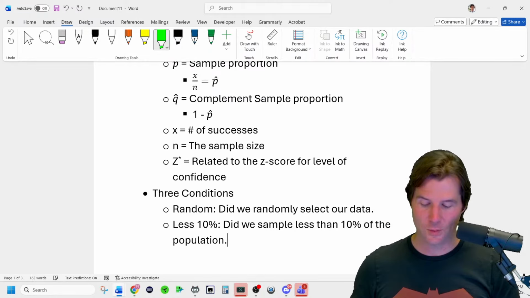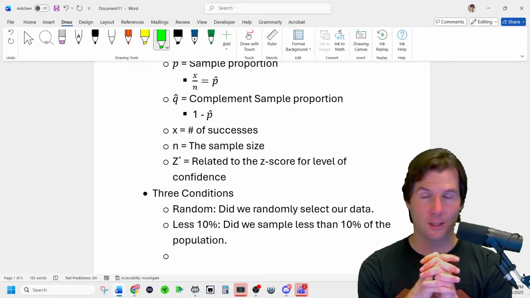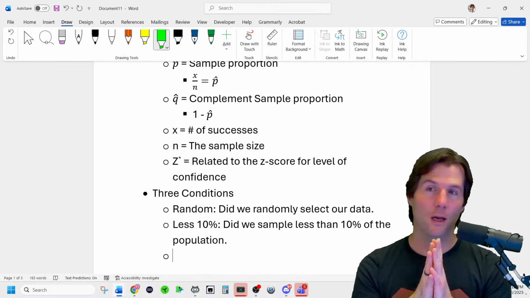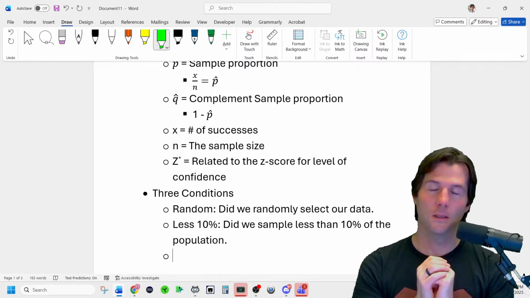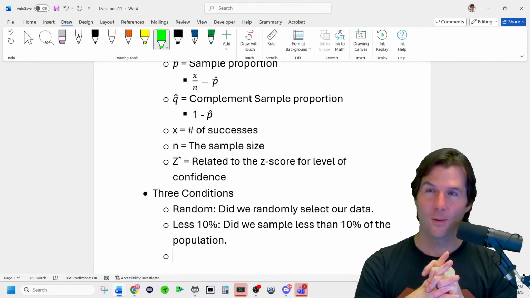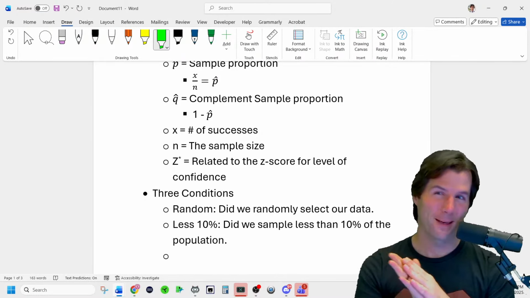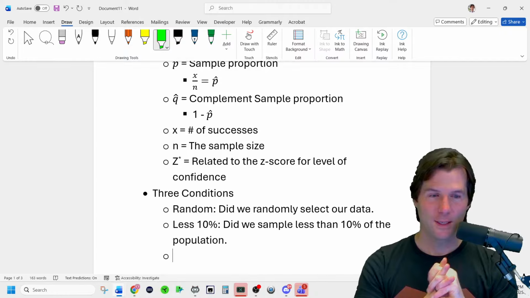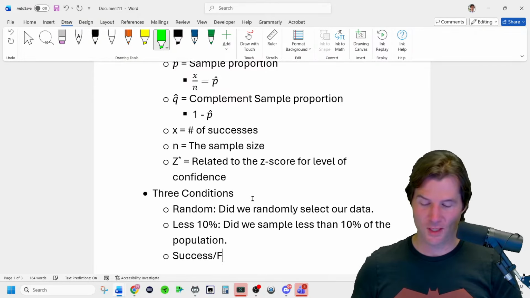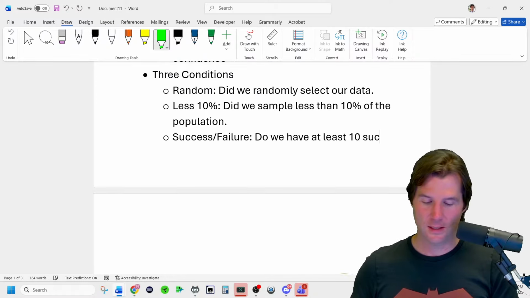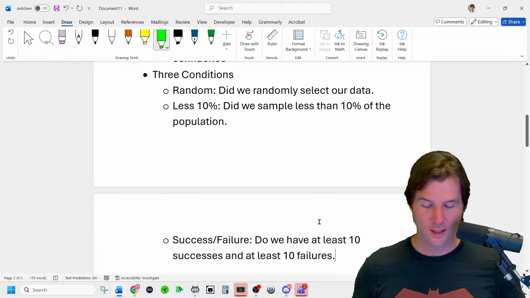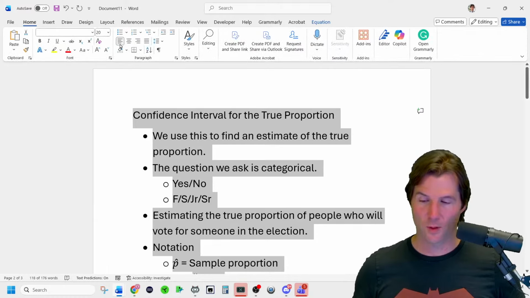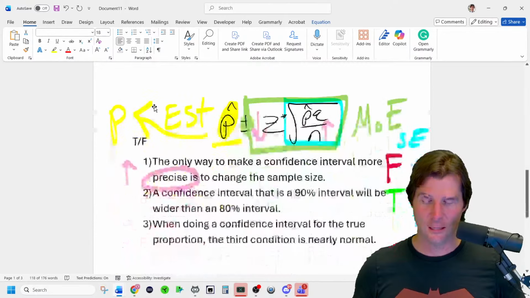And the last condition is what? The last condition for testing or confidence intervals for proportions is what? We can do some practice problems here too. It is success, failure. Great job. Success, failure. So do we have at least 10 successes and at least 10 failures? We're going to show this mathematically here in a moment. For simple categorical data, do we have at least 10 successes, at least 10 failures?